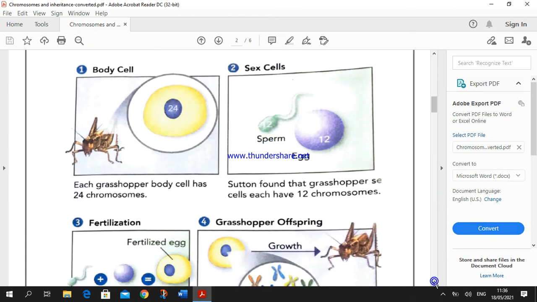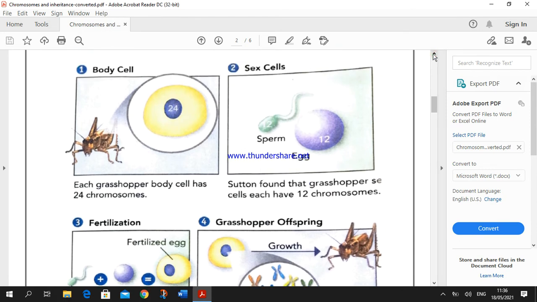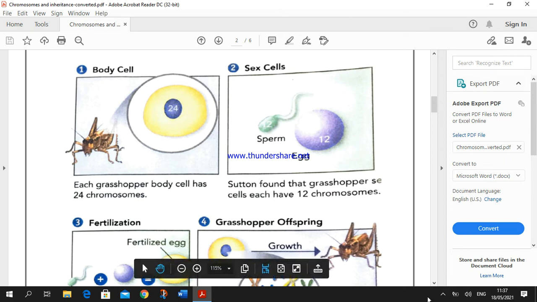This figure summarizes what the experiment was. Explain the experiment of Walter Sutton. Figure number one, this is a body cell from a grasshopper. Each grasshopper body cell has 24 chromosomes inside the nucleus, and these are the sex cells coming from the grasshopper. The sperm contains 12 chromosomes and the egg contains 12 chromosomes. Sutton found that the grasshopper sex cells each have 12 chromosomes.